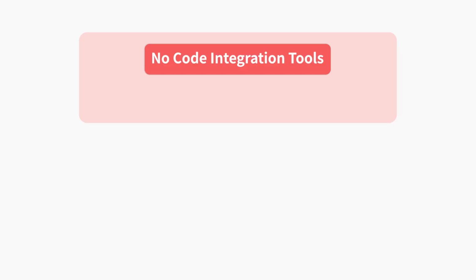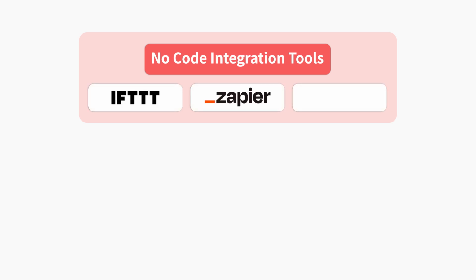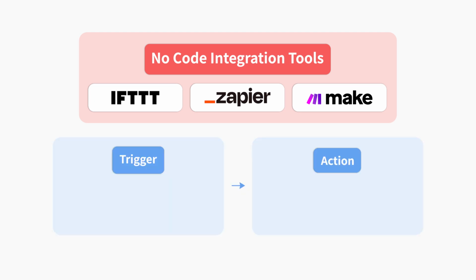Now let's dive into the second category, no-code integration tools. Ragic currently supports 3, IFT, Zapier, and Make. Briefly explained, integration tools work by setting up a trigger and an action to create automated workflows. The trigger is an event that occurs in one software, which starts the automated workflow. The action is what gets executed in another software when the trigger happens.